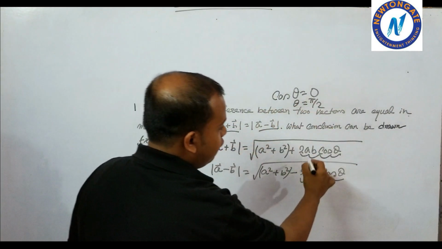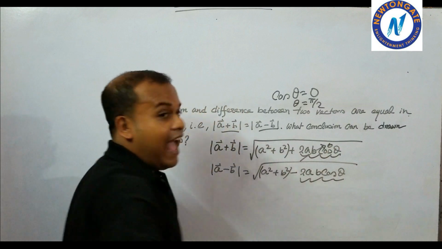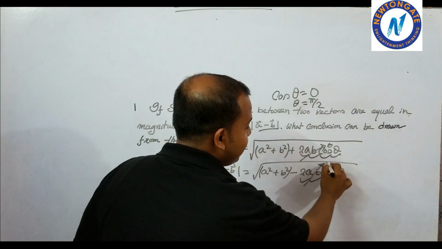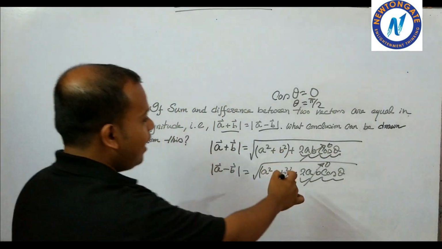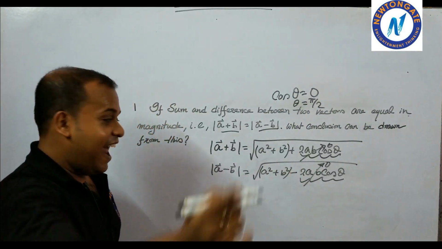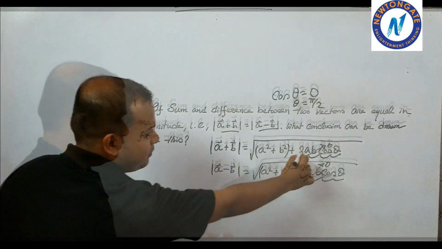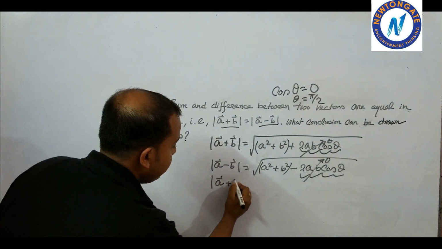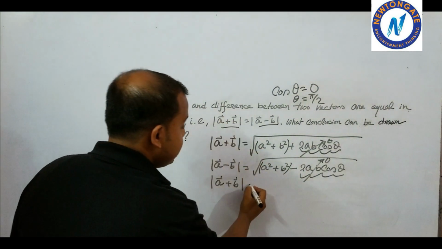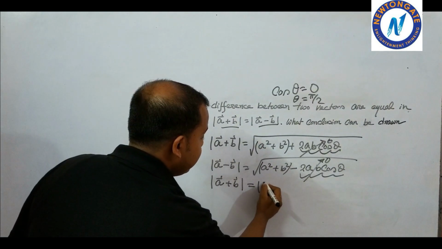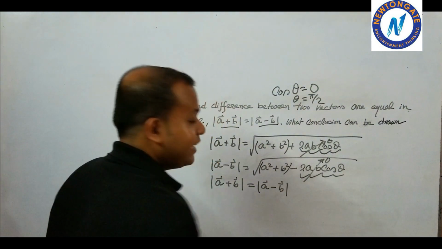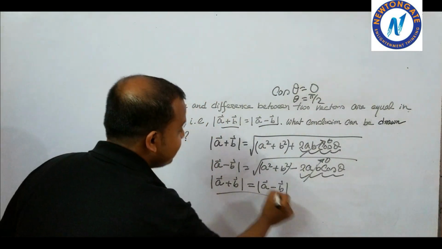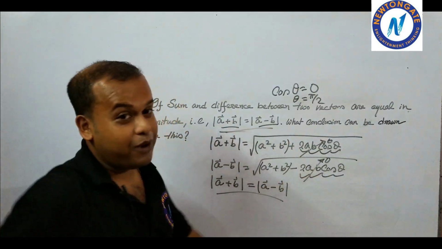So for this value of theta, this term as well as this term cancels out, and we are only left with this part. And now can I write from this expression, that is, mod of a vector plus b vector is equal to mod of a vector minus b vector? Can I write this? And this is the condition, or should I say the required condition.